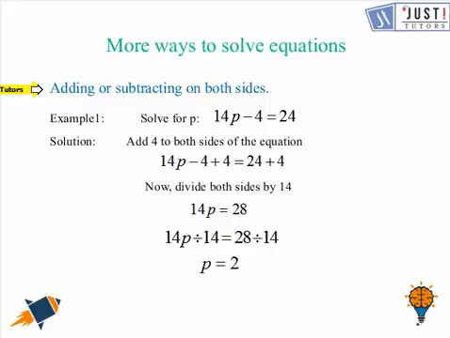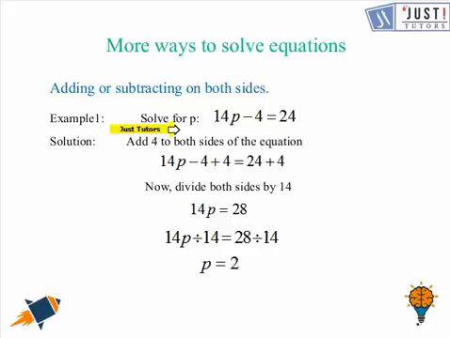Example number 1. Solve for p. 14p take away 4 is equal to 24. And our first step is to add 4 to both sides of the equation. And why have we done that? It is just to dilute the effect of this negative 4 in the equation.